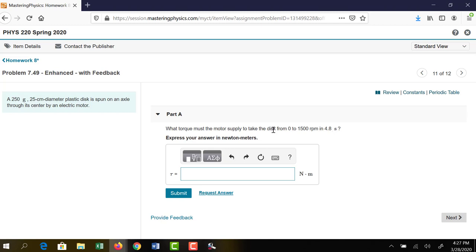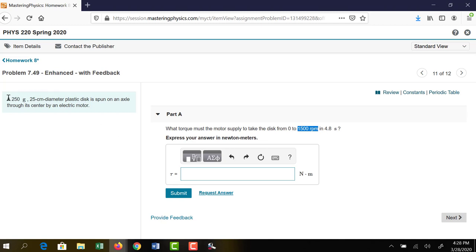So this information here, the 0 to 1500 in 4.8 seconds, you can get the angular acceleration from that, right? From 0 to 1500 RPM. Be really careful with the units. 1500 RPM is perfectly good, but you need to put that in radians per second. So from 0 radians per second to whatever radians per second you figure out from the 1500 here, in 4.8 seconds, you can get alpha from omega final minus omega initial divided by 4.8. That will give you alpha.